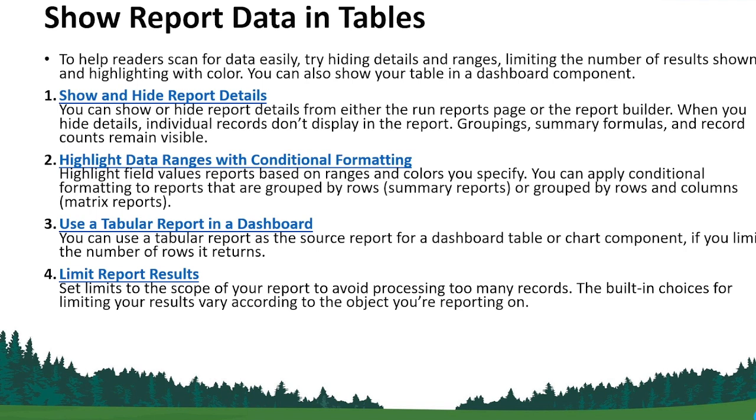Then you highlight the data ranges with conditional formatting. You are highlighting certain field values based on the ranges and on the colors you are specifying. You can also apply conditional formatting to any report that can be grouped by rows or that can be grouped with the help of rows and columns. That is your summary report or the matrix report.